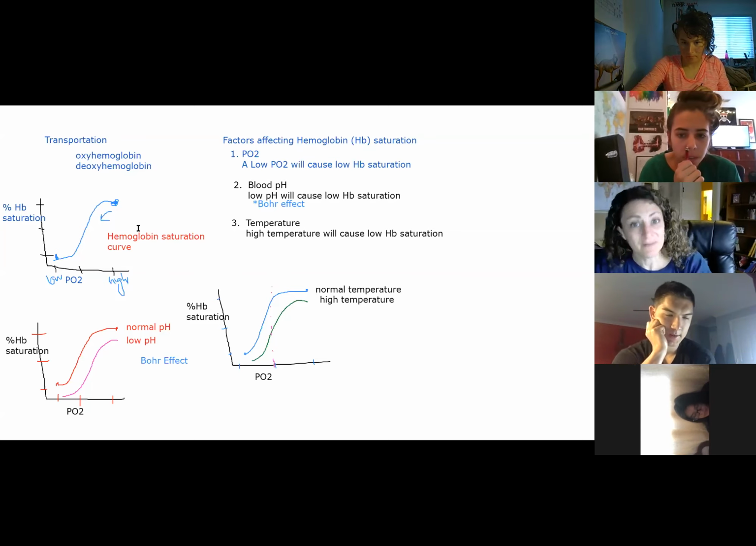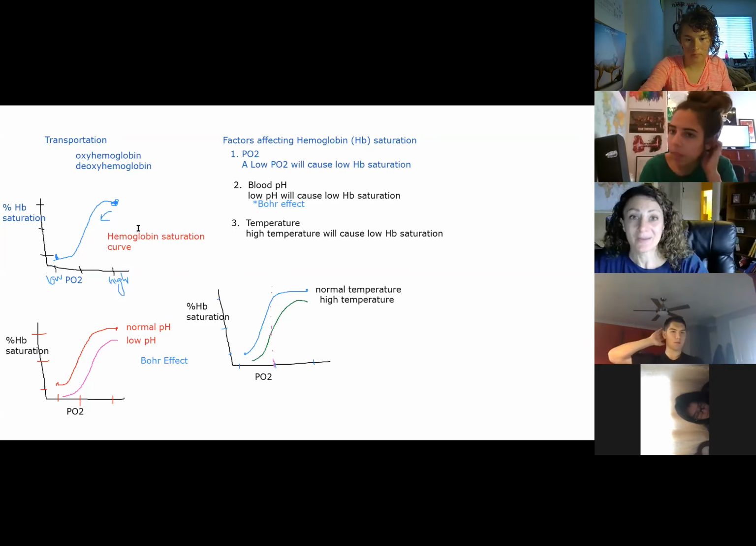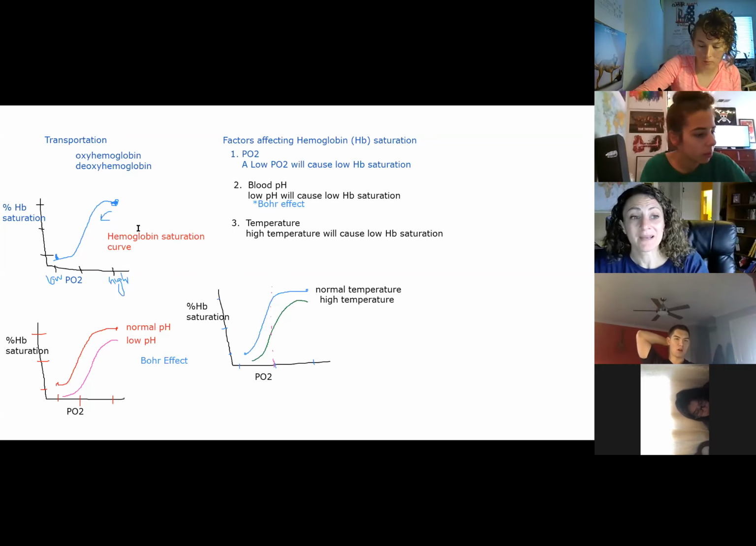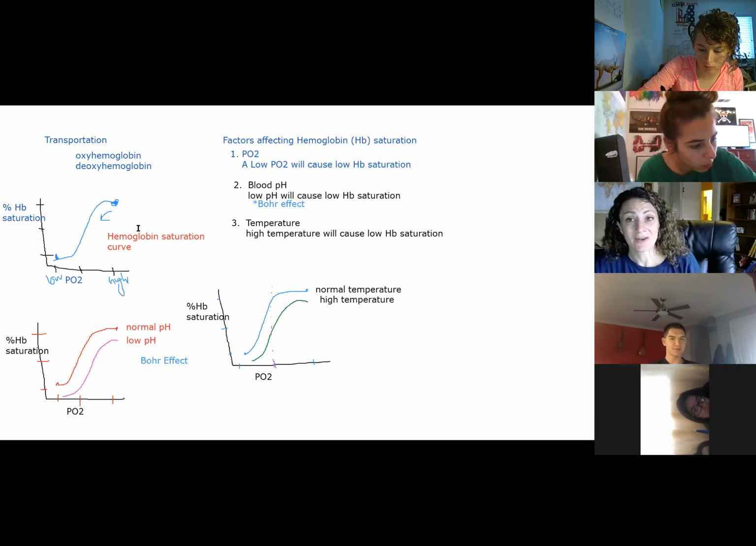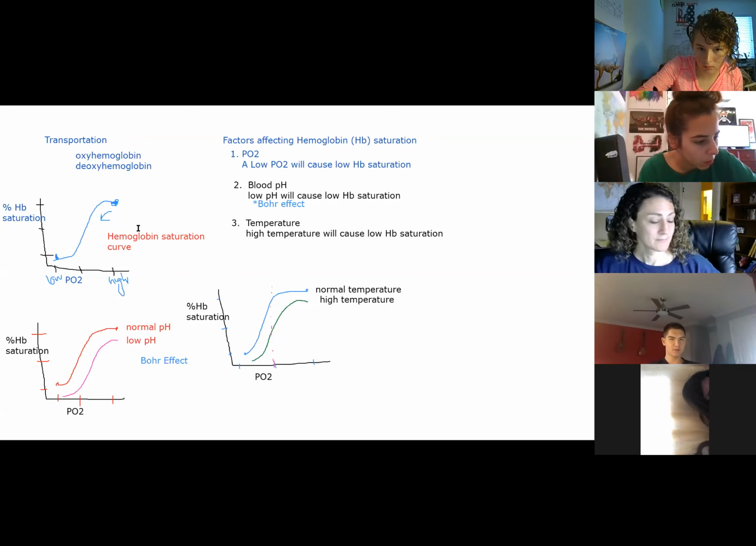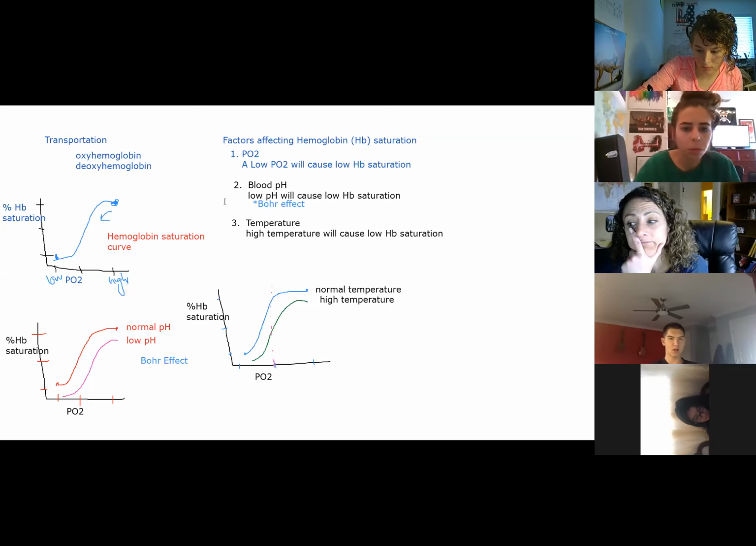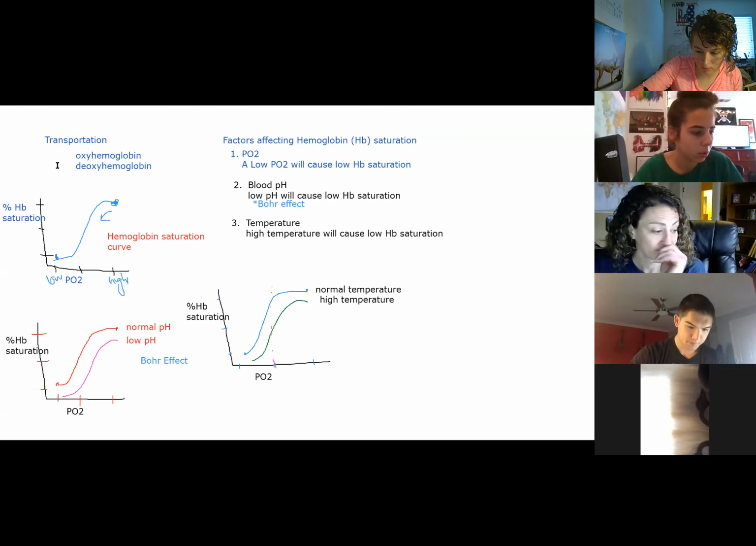The importance of that is that PO2 is low at the exercising muscle. So this means that hemoglobin is releasing its oxygen at the exercising muscle. So you need to be able to explain what the graph is saying and then also explain why that's important. Questions on any of these factors affecting hemoglobin saturation? Okay, so this is how we get oxygen to be released at the exercising muscle. So that's the transportation part of it.